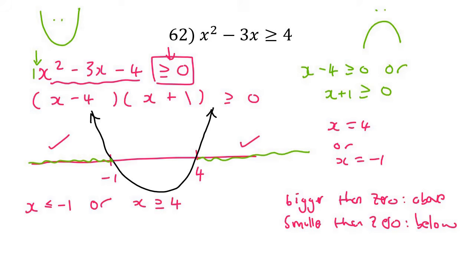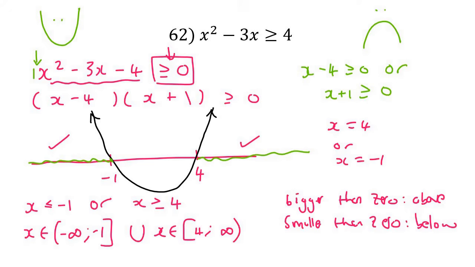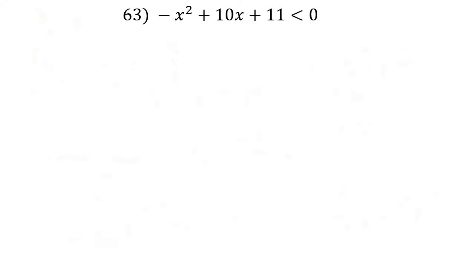If you prefer to do interval notation, then you would say that x is an element going from -infinity up to -1 with a square bracket because we are including. Then you could say or your teacher might do this funny symbol here. You could say that x is an element going from 4 to positive infinity, like that.